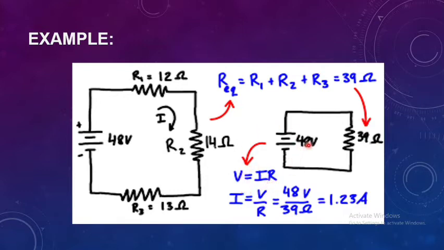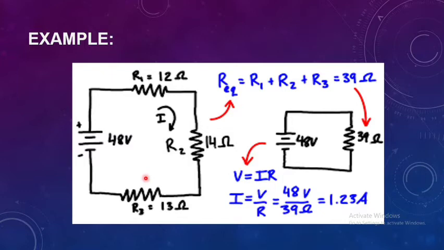So, since given ang 48 volts, we have 48 volts divided by 39 ohms. So, the current that is flowing in this circuit is 1.23 amperes. So, iisa lang po yung current po pag series. Uniform po sila lahat. Pag 1.23 amperes po ang dumaan dito, yun din po ang dadaan sa resistance 2 and then for resistance 3.